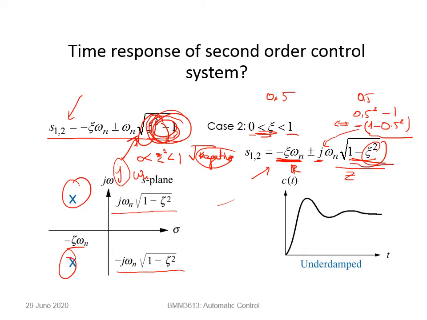So what is this type of time response? You have two distinct points with complex components. That means you have an underdamped response, right? This is an underdamped response. So for zeta between 0 and 1, we will have an underdamped response. So let's look at the next case. We know that we have four cases, right?